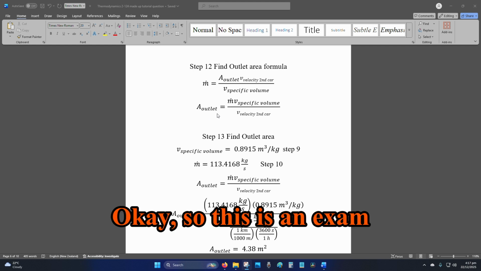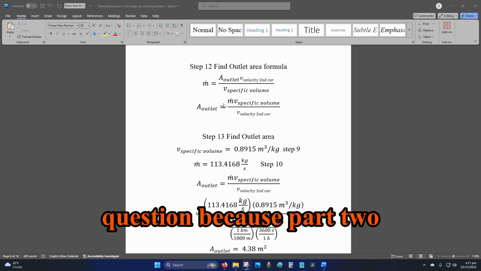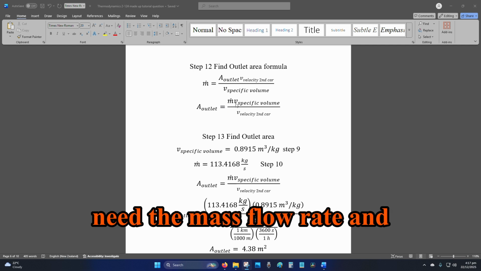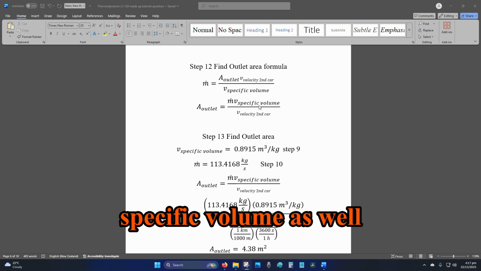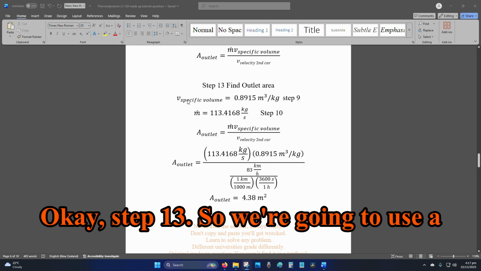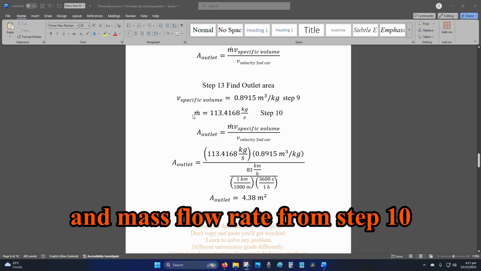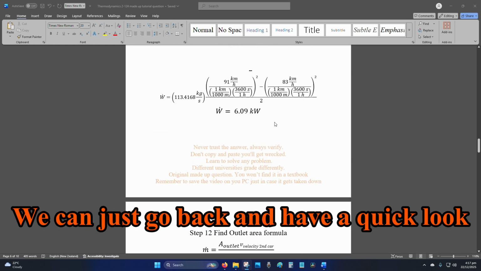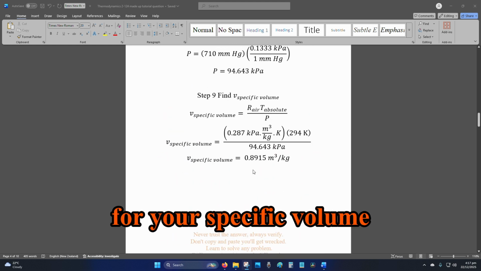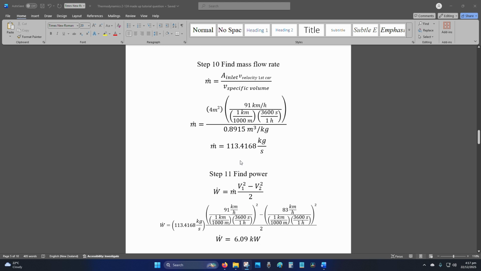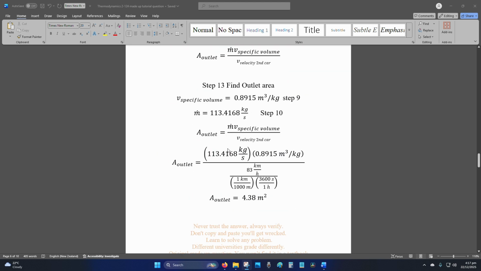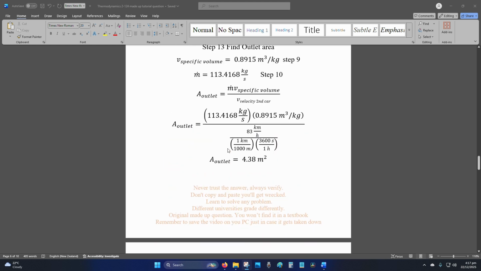Okay, so this is an exam question because part 2 requires part 1 partially, because you need the mass flow rate and also you need the specific volume as well. Okay, step 13. So we're going to use the specific volume from step 9 and mass flow rate from step 10. We can just go back and have a quick look. So this is the working for your specific volume, and this is the working for your mass flow rate. That's how we got those units and values.